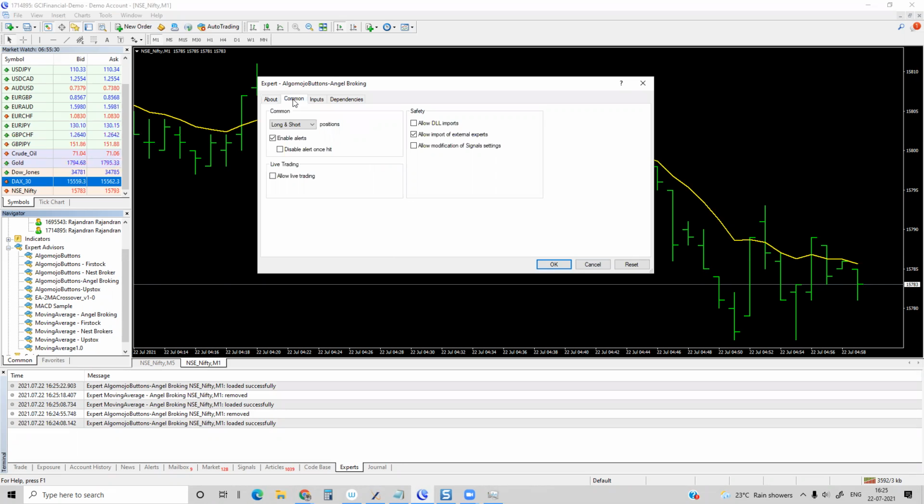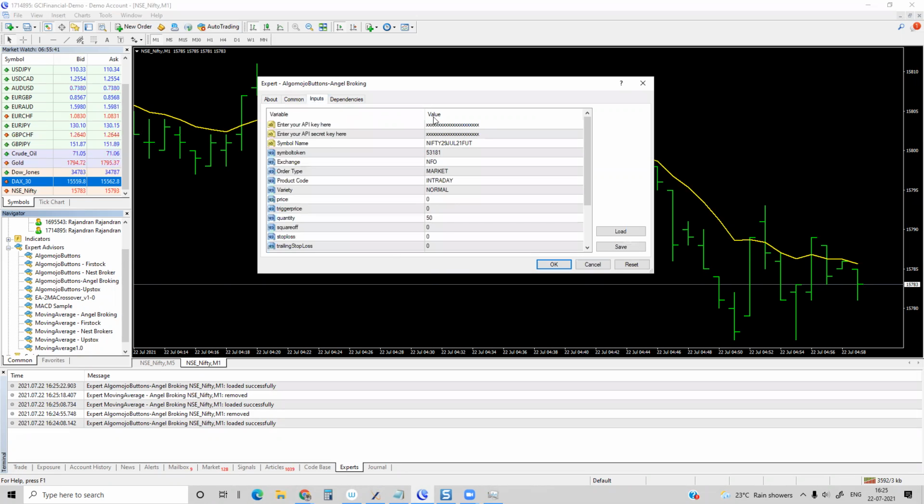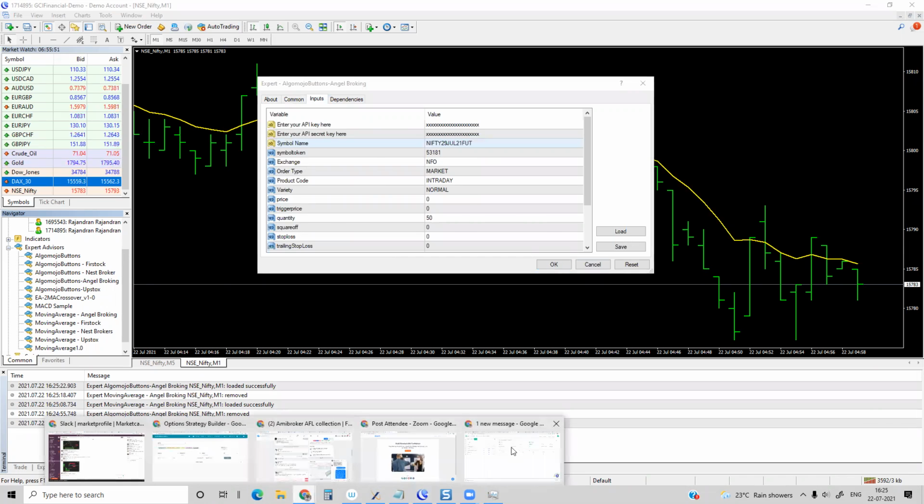First, I have to go to the common tab. I have to enable the allow live trading and allow DLL imports. And then I have to go to the inputs. Under the input section, I have to configure various things. I have to configure the API key, API secret key, and then the symbol name, what symbol I want to do automated trading. So let us say I go to the Angel Broking here.